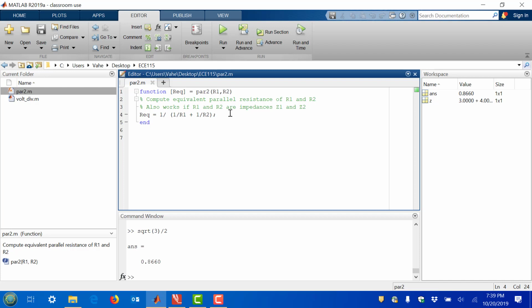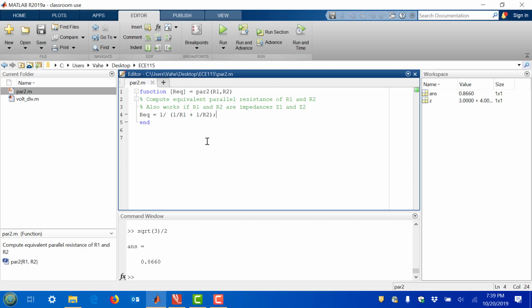Now, once you define it this way and you save it, which I've already done, and you see it in this left side directory, then you can use this function as if it was a built-in MATLAB function. So I hope you see what's happening, right? There are 2 inputs and a single output. That's a function that defines the output as a function of the input, right?